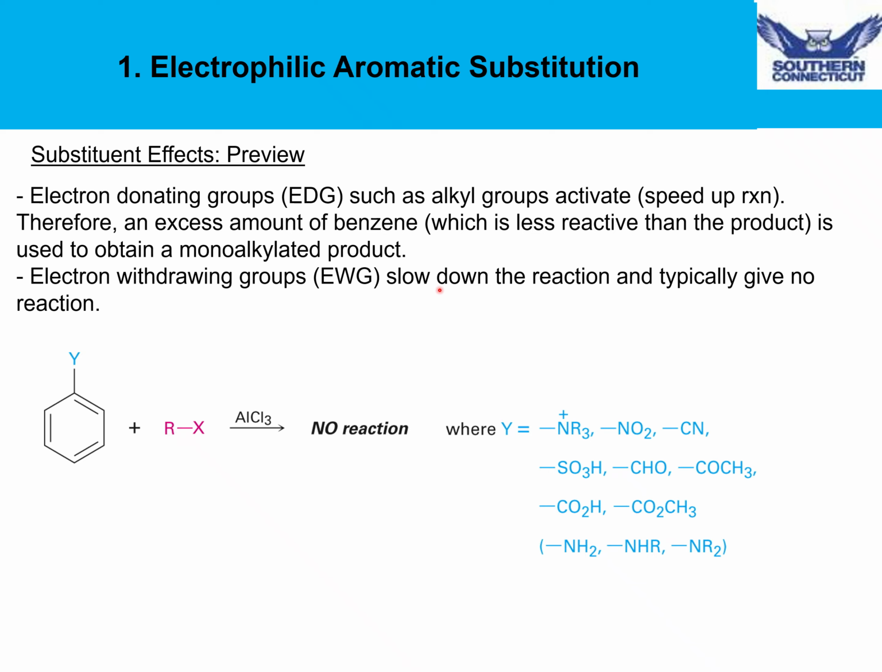As far as electron donating groups in the Friedel-Crafts alkylation reaction, as we mentioned before, they tend to speed up the reaction so much that the typical product that we get, the alkylated benzene product, would be more reactive than benzene. And so we usually use an excess of the reactant in order to avoid adding multiple alkyl groups to it.